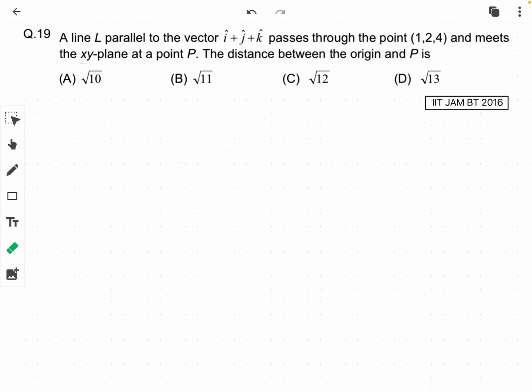In this video we are going to solve a problem which came in the year 2016 in JAM Biotechnology paper. Here the question is, a line L parallel to the vector i cap plus j cap plus k cap passes through the point 1, 2, 4 and meets the xy plane at a point P. The distance between the origin and P is option A root 10, option B root 11, option C root 12, option D root 13.